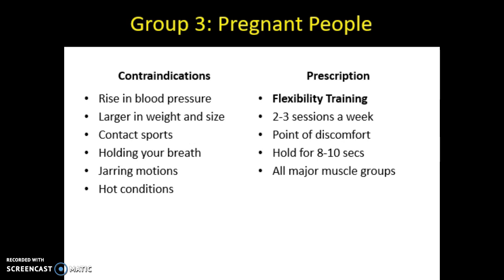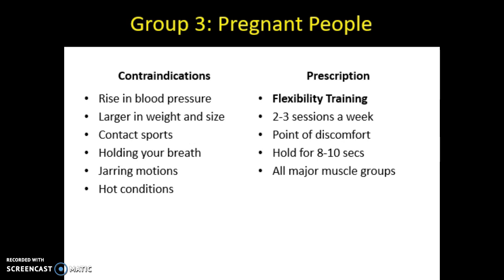Another one being holding their breath. This is a contraindication because if they hold their breath, this can be bad for the baby, as they need to supply oxygen to the baby, so it can stop the baby from breathing. So they wouldn't be able to do things like swimming underwater. Well, they could do swimming, but not swimming underwater.